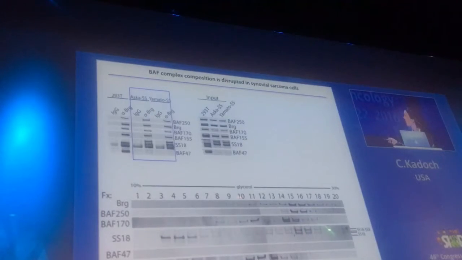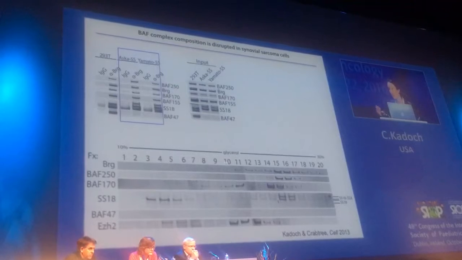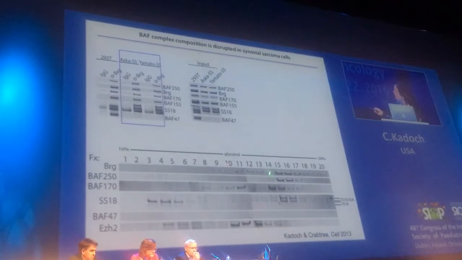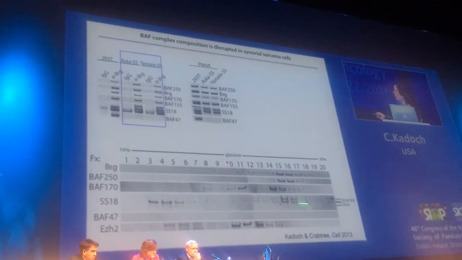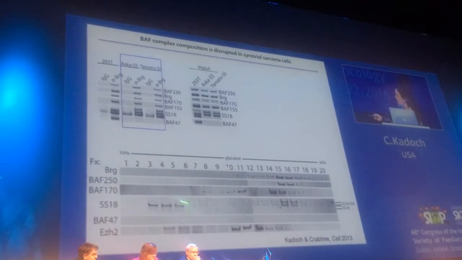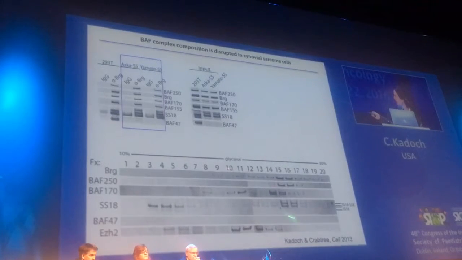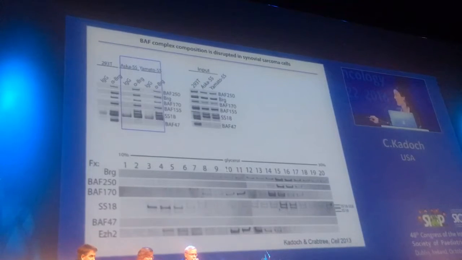We can appreciate that the higher molecular weight fusion, the product of the oncogenic allele, incorporates and usurps these BAF complexes. However, the product of the remaining wild-type allele, SS18, is now present as a monomer outside the complex. So the oncogenic variant has somehow dominated and wins over the wild-type allele. And BAF47 isn't there altogether.